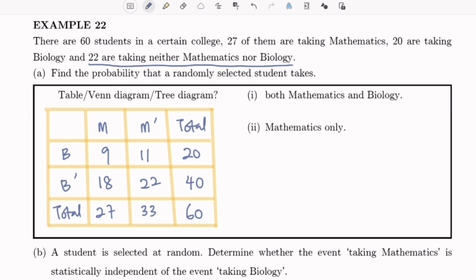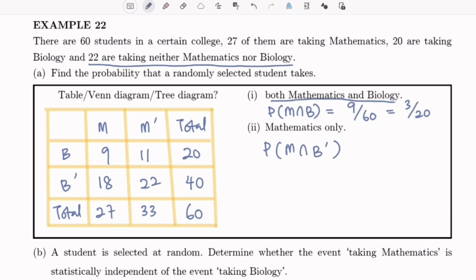So find the probability that a randomly selected student takes both math and biology. Math and biology. That is P(M intersect B) equals 9 over 60. Simplify that, you'll get 3 over 20. Then the second question is the probability of students who take math only. Okay, so taking math without taking biology. So this one, 18 over 60. Simplify and we get 3 over 10.